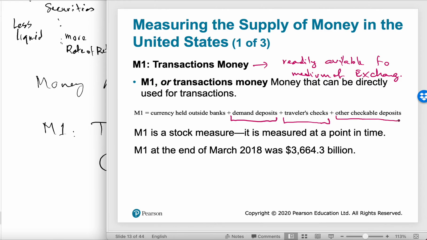Other checkable accounts. So you might have a checkbook. So you write a check and you order your bank to pay the merchant the money which you owe. So all the checkable deposits, demand deposits, traveler's check, plus the currency are considered as M1. It's not for only one person, for the entire population. This is the narrow definition of the money. It's the narrowest definition of the money aggregate, called M1. M1 is a stock measure, and it is a measure at a certain point of time.